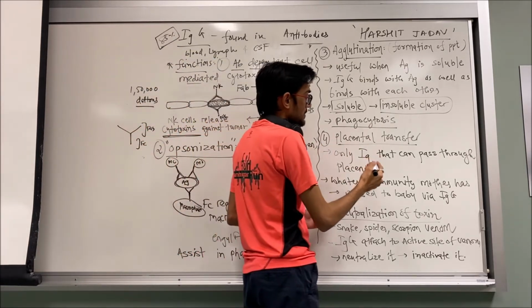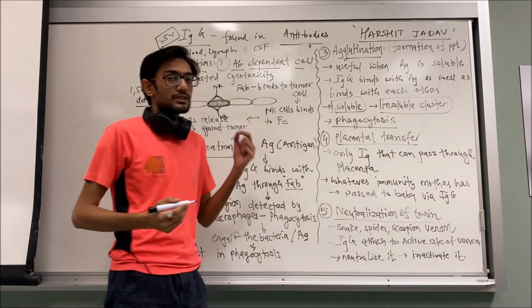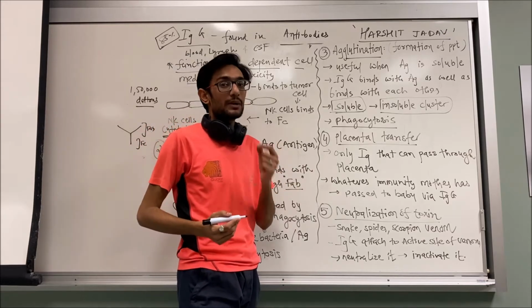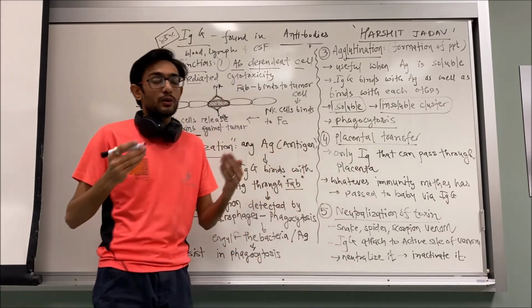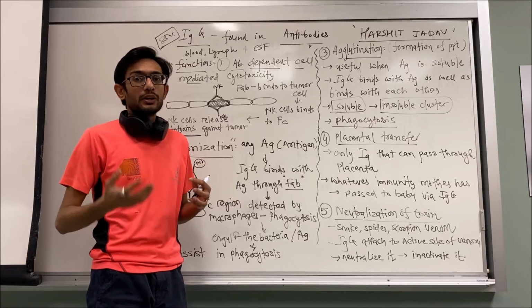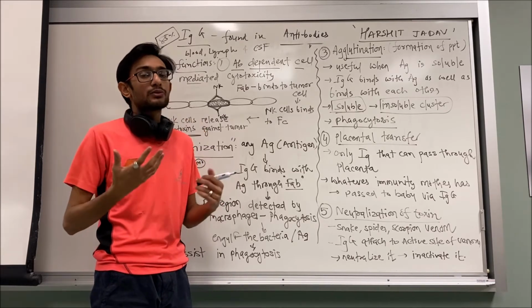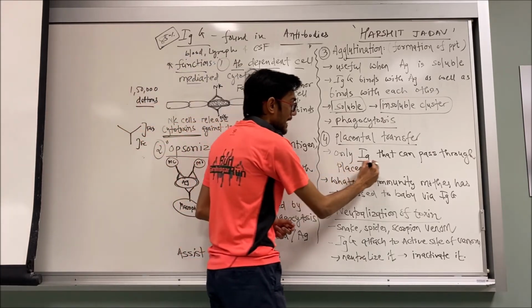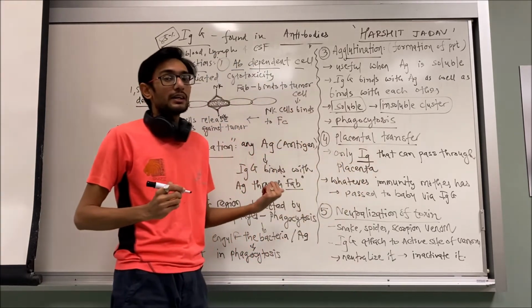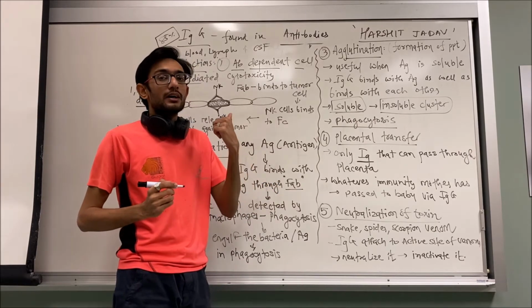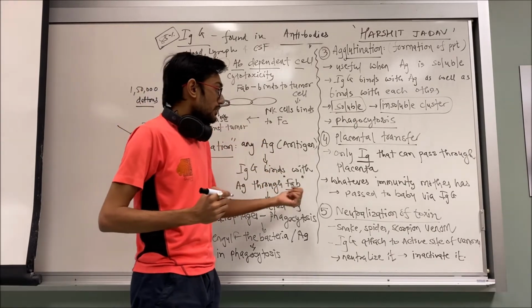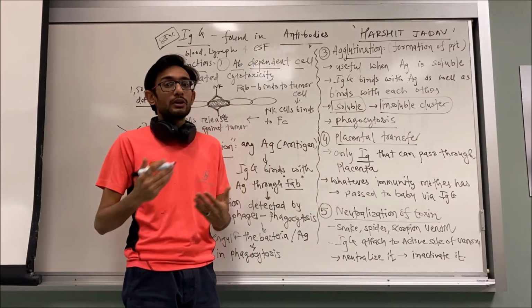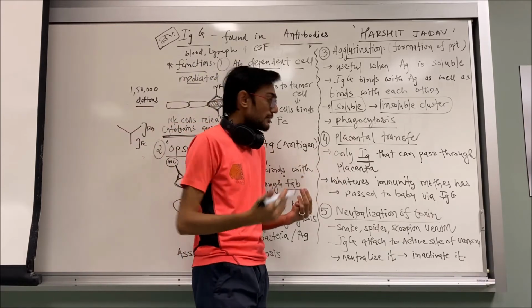Fourth one is placental transfer. This is one of the most important, because this is the only immunoglobulin that can pass through the placenta. When the mother is pregnant, we all know that the baby has all the immunity coming from the mother's body. So how does this immunity transfer from the mother's body to the fetus? With the help of IgG, this is the only immunoglobulin which helps the baby's immunity to grow. Whatever immunity the mother has, the same kind of immunity the fetus or baby will have.